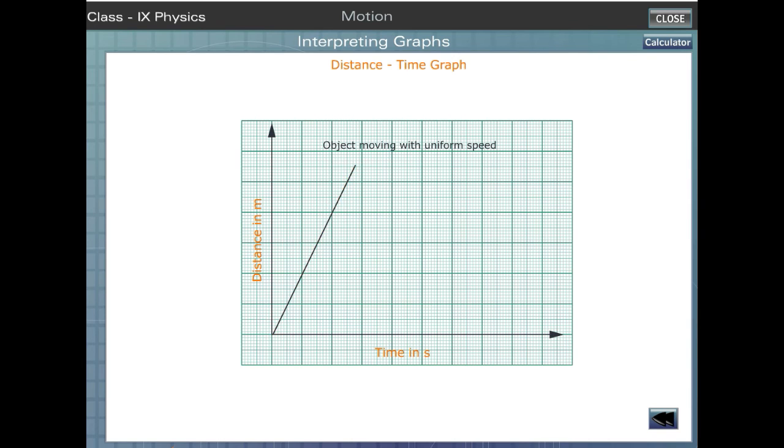The straight line graph indicates that the object is moving with uniform speed. Steeper the graph, faster the motion. The slope of the graph gives the speed of the object.